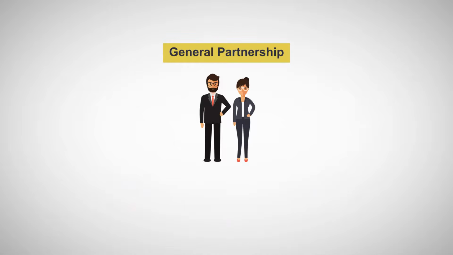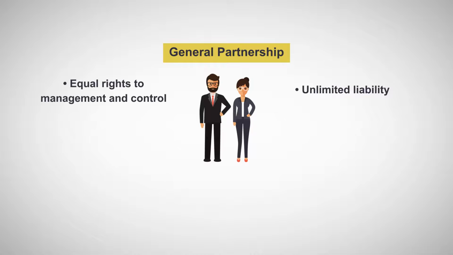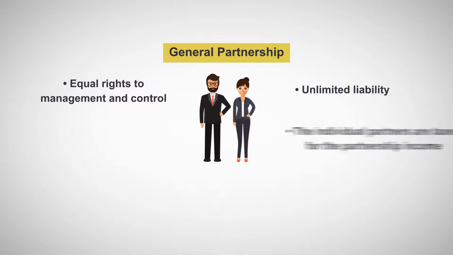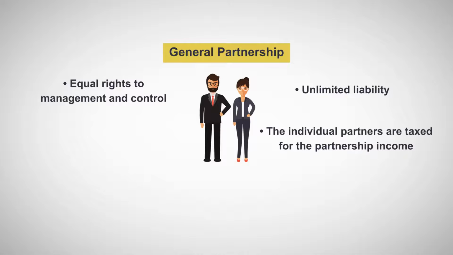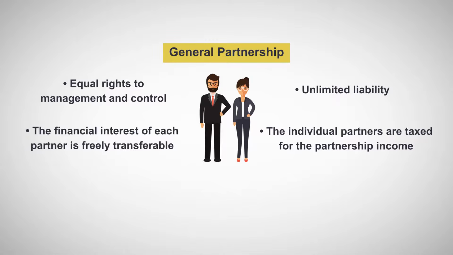The main characteristics of general partnerships are, first, each partner has unlimited liability with respect to the partnership and the partnership debts. Second, each partner has equal rights to management and control. Third, the individual partners are taxed for the partnership income. The partnership by default is not a separate taxable entity, though in some cases tax filings can be made to elect otherwise. Fourth, the financial interest of each partner is freely transferable, but all partners need to agree in order to transfer membership in the partnership.